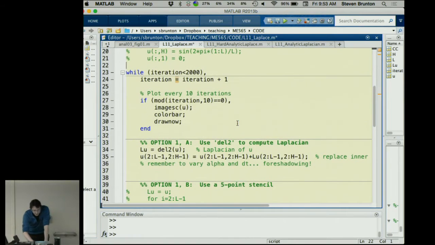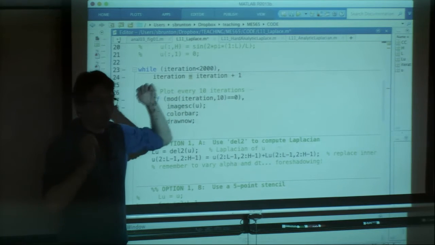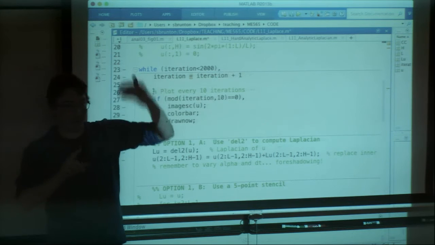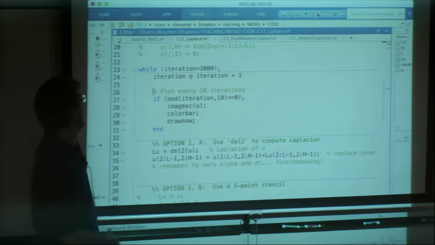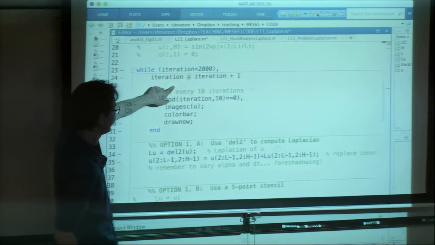Okay, so inside my iteration, I do the following thing. The first thing I do is, every 10 iterations, I just plot the thing. So we're seeing this. It's doing 10 dTs, and then it plots. 10 more dTs, and then it plots. It gets really slow if you do it otherwise. So this is just plotting.